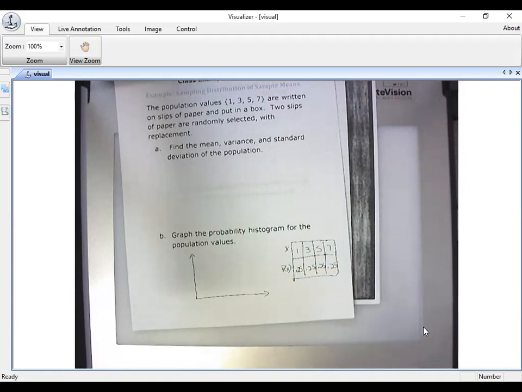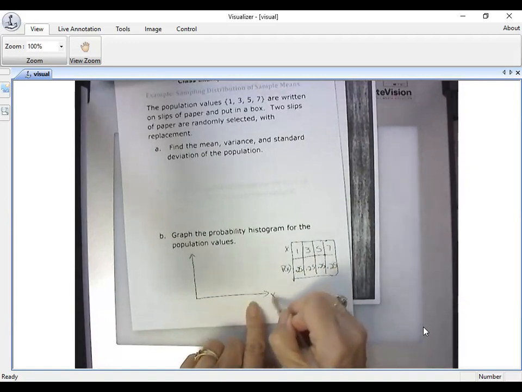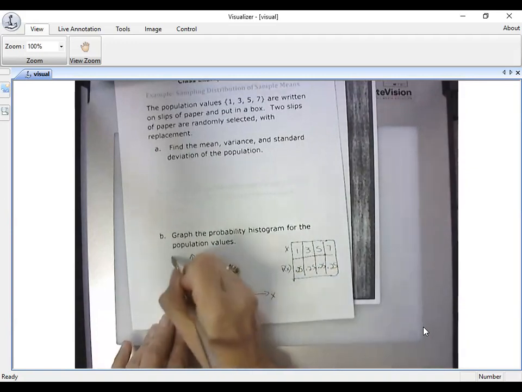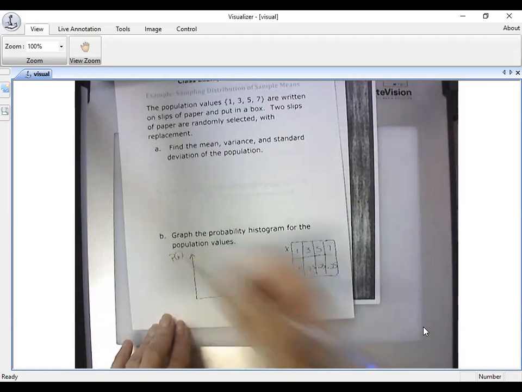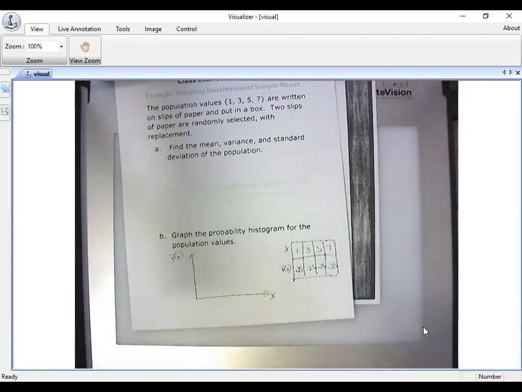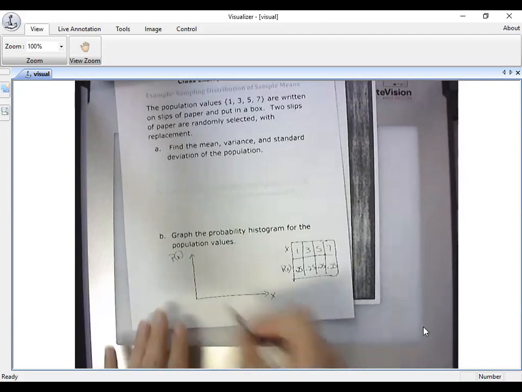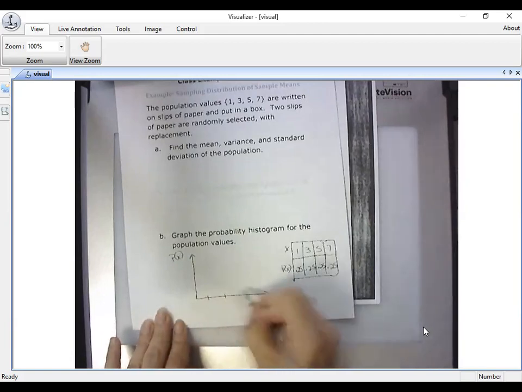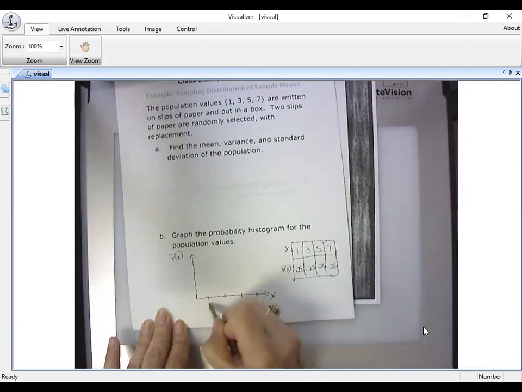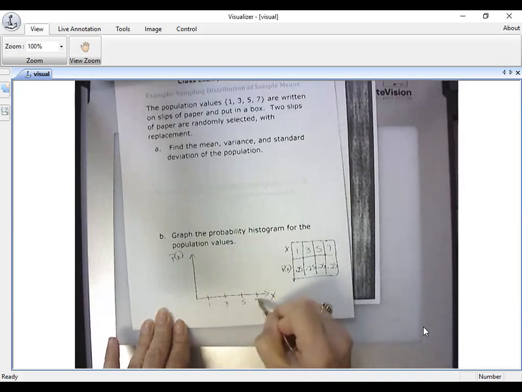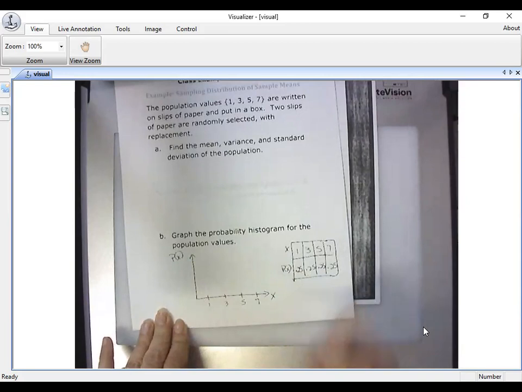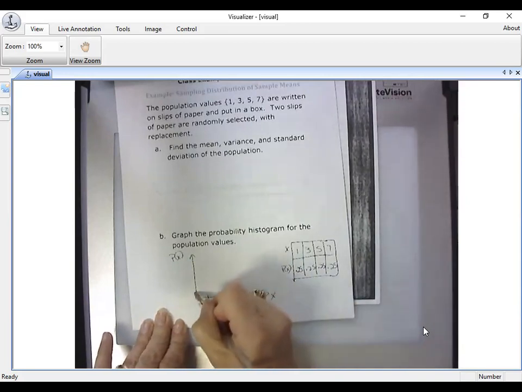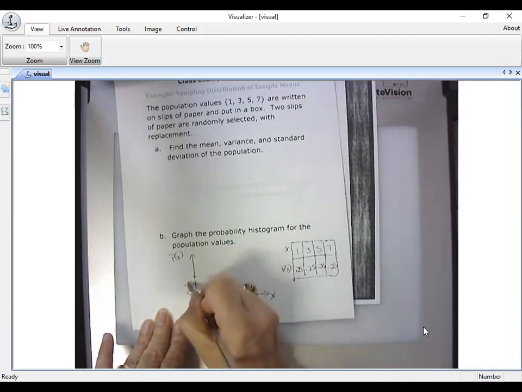Now, if I'm making the histogram, my x values will go here. My p of x will go here. And what were my possible values that I could get for x? 1, 3, 5, and 7, right? And for probability, since they're all 0.25, I need to put some kind of scale on here. I think I'm going to count by 0.05s. Oh, do I want to do that?